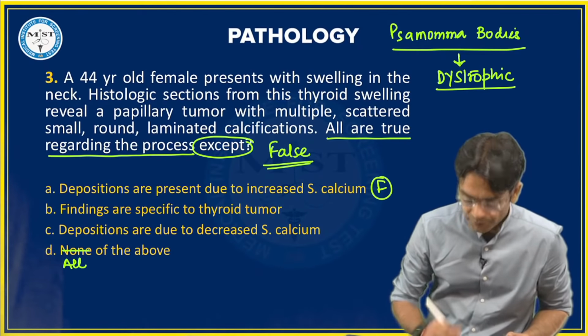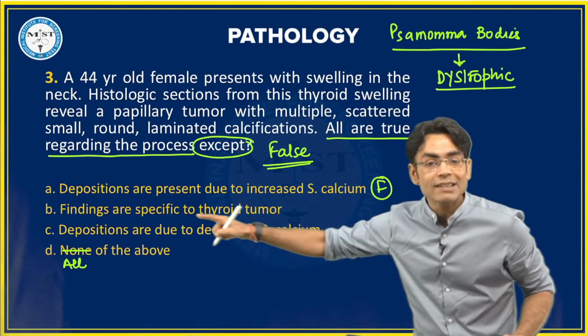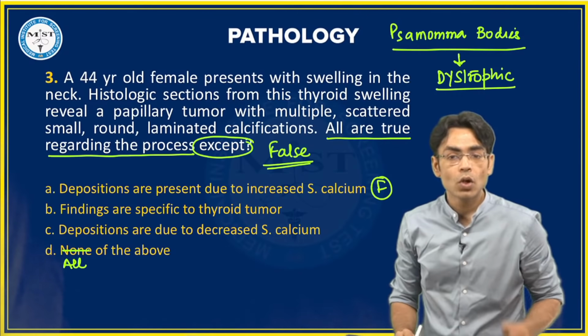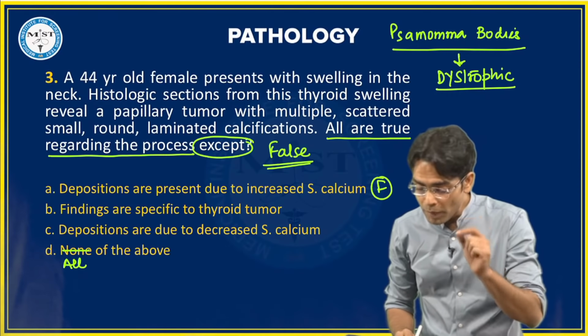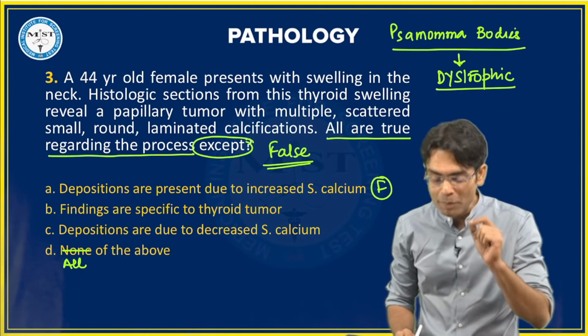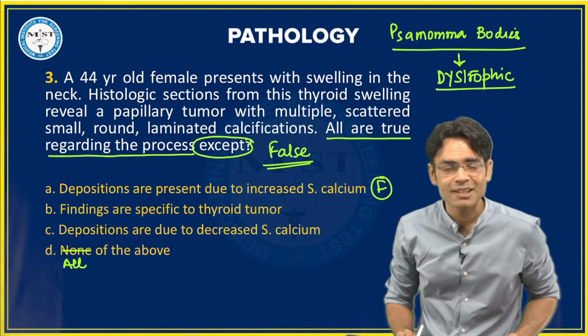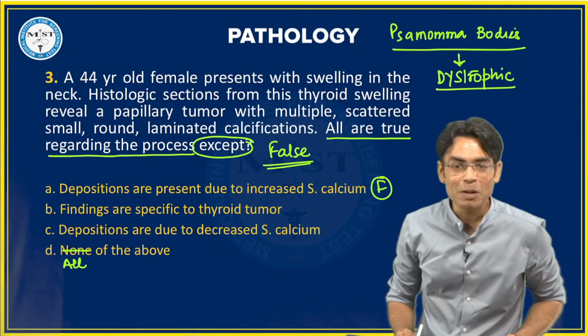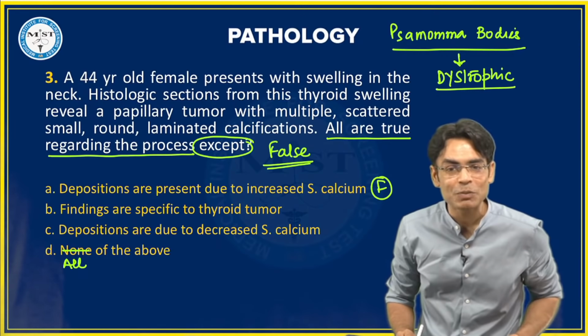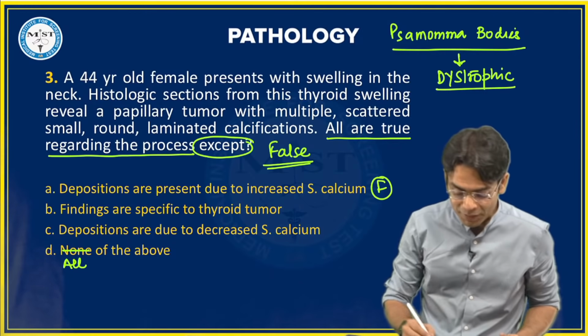Now, next देखते हैं बेटा. Findings are specific to thyroid tumor. So the psammoma bodies, they are only found in the thyroid tumors. Is it the case? No. Psammoma bodies, what is the mnemonic we have discussed for psammoma body बेटा? क्या mnemonic किया है अपन ने discuss?